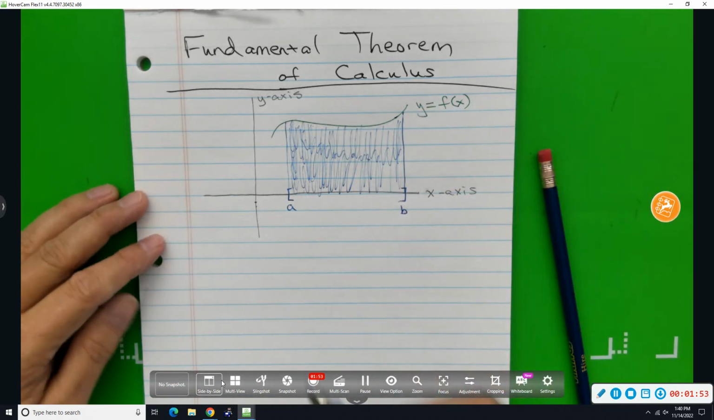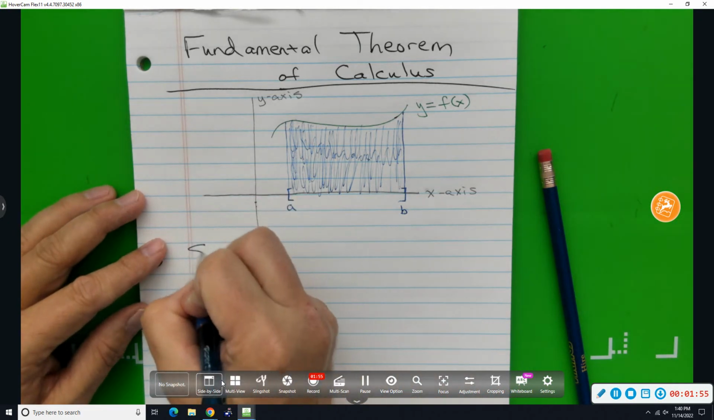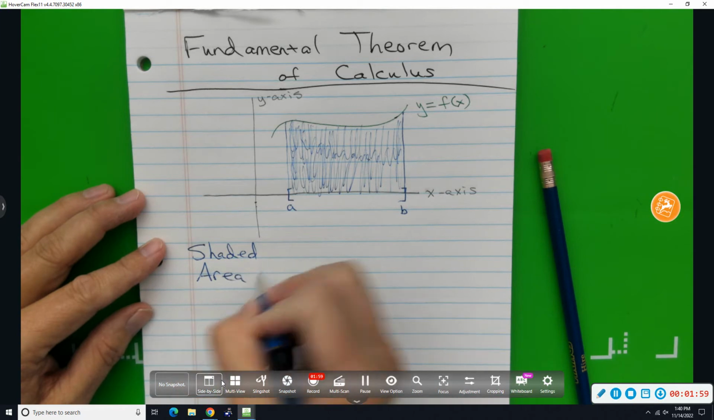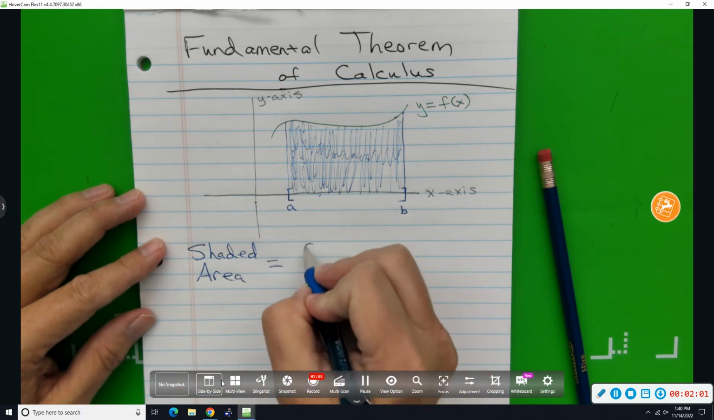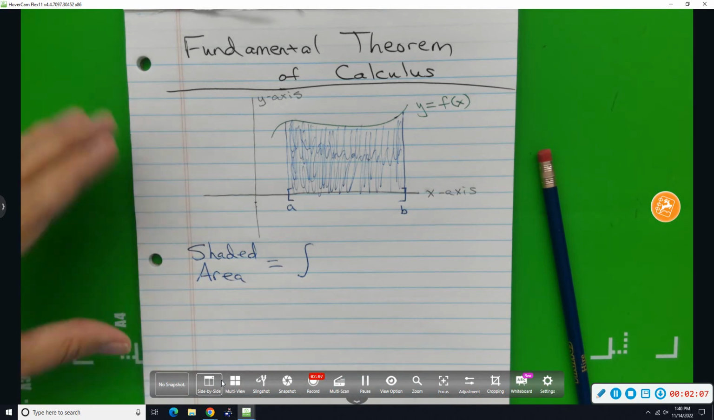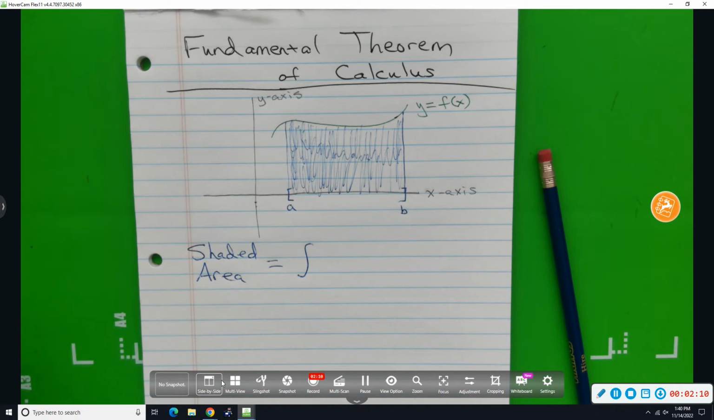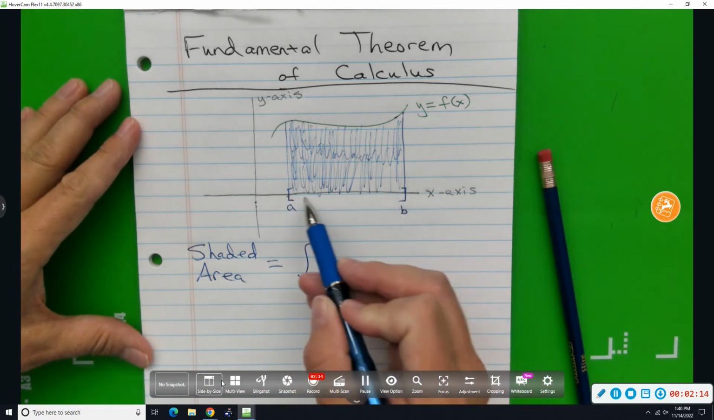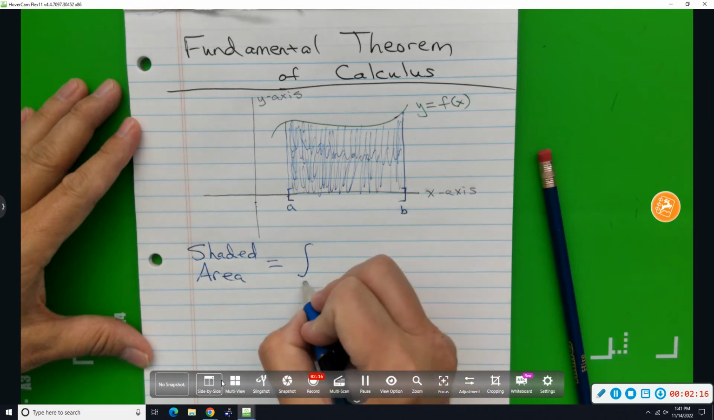This area, I'll say the shaded area, can be found using something called a definite integral. Remember, an indefinite integral is just an antiderivative. We've seen that. But this is a definite integral. The x values are ranging over the interval from A to B.